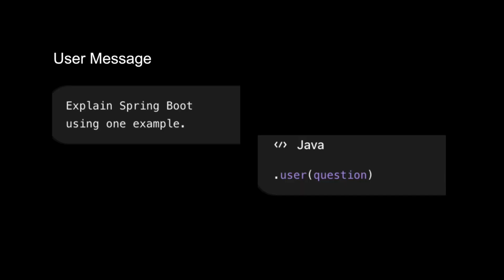The user message is the easiest one to understand. This is the actual question typed by the user. Every time someone enters text into your application, that text becomes the user message. In Spring AI, this is written as .user with the argument question. Notice that the application isn't deciding what to ask, the user is. The system prompt defines behavior, the user prompt defines the task.